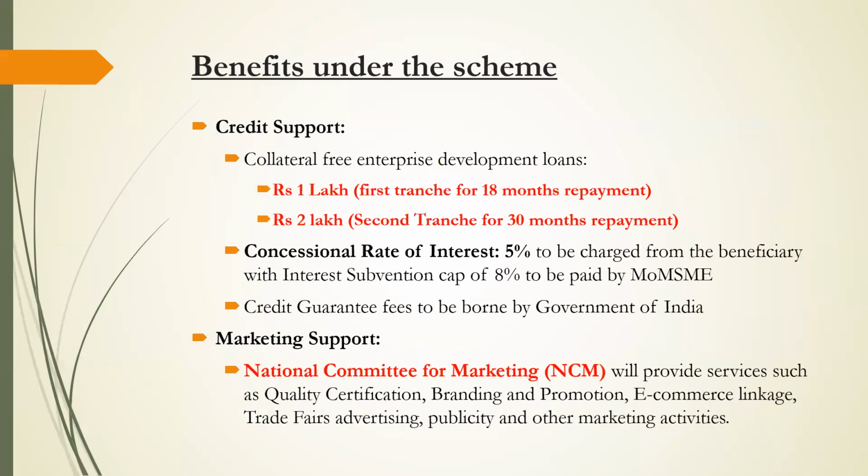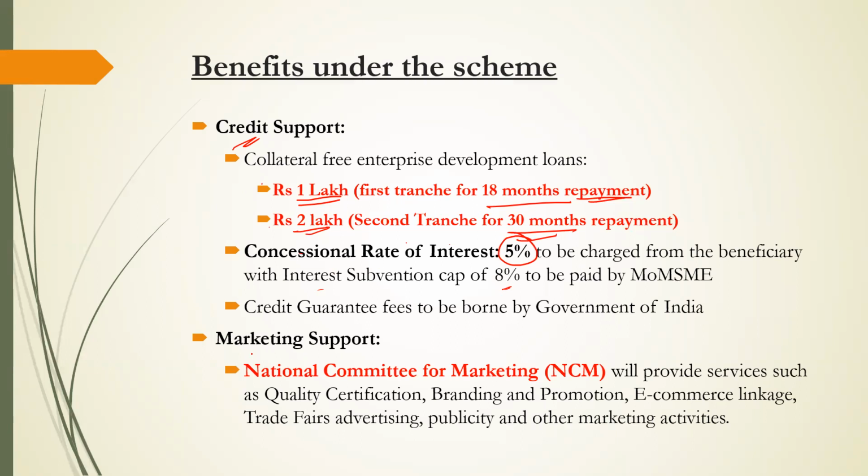Now coming to the credit aspect, we have already seen that a collateral-free loan of up to 3 lakhs can be availed, but in tranches. In the first, the 1 lakh that you can avail has to be repaid within 18 months. The second tranche, the 2 lakhs, has to be repaid in 30 months. The concessional interest rate is up to 5%, and there is an interest subvention cap of 8%. That aspect you need to focus on.